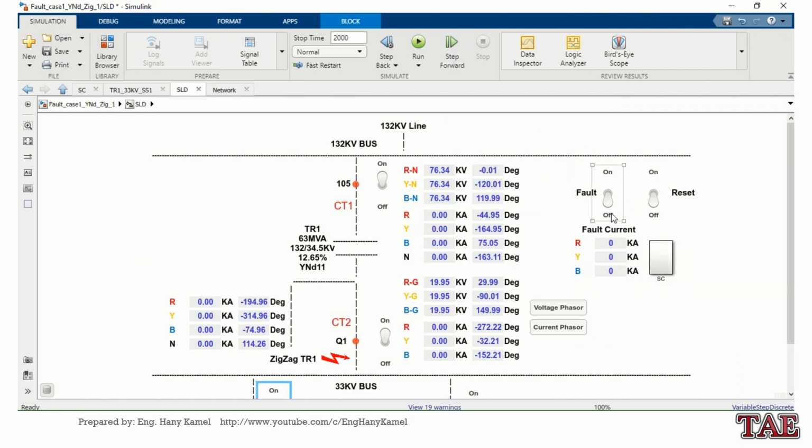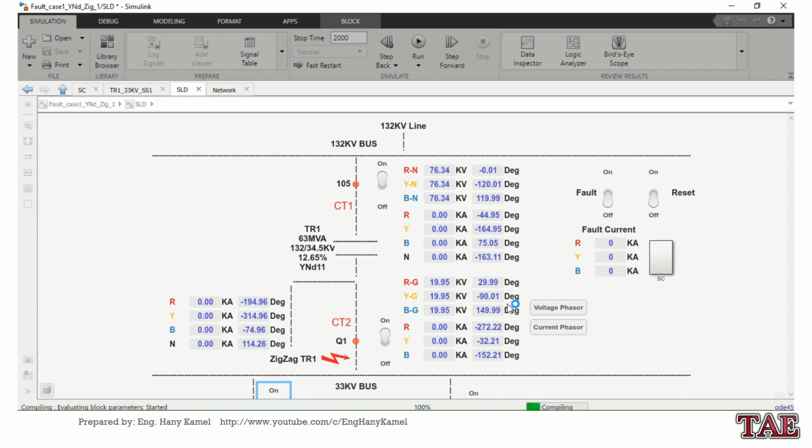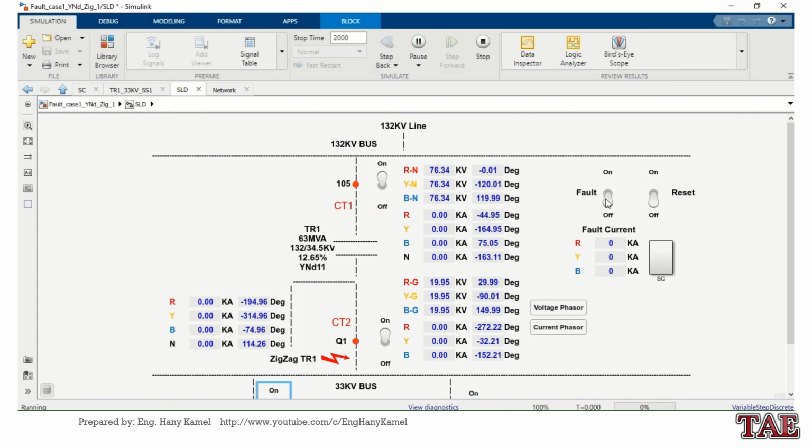Until I make the fault on, the system is normal. This fault button is the control. I can control when I make the fault on or off. Now our system is normal. I will apply the 3-phase fault. Now we can see our circuit breaker has already tripped.